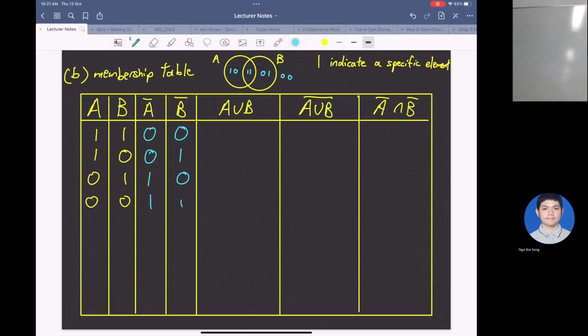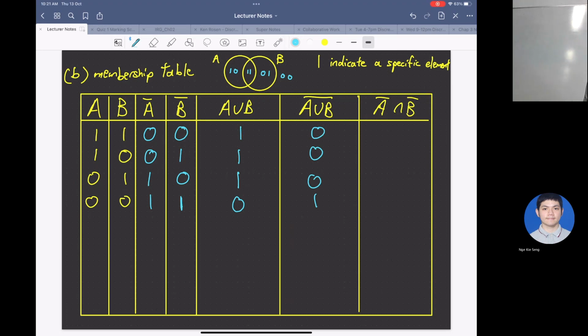So let's look at A union B. If the element is in A and in B, is it in A union B? Yes or no? Yes. Okay. If it is in A but not in B, is it still in A union B? Yes. Similarly, 0 1, you get 1. 0 0, you get 0 because it's not in A or in B. So you get 1, 1, 1, 0 on here.